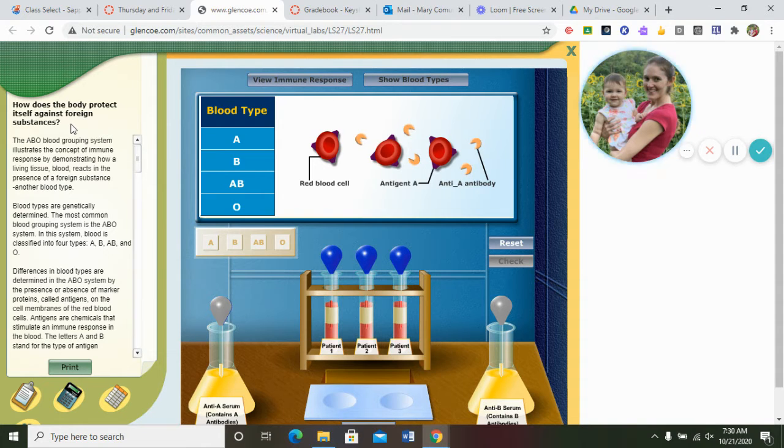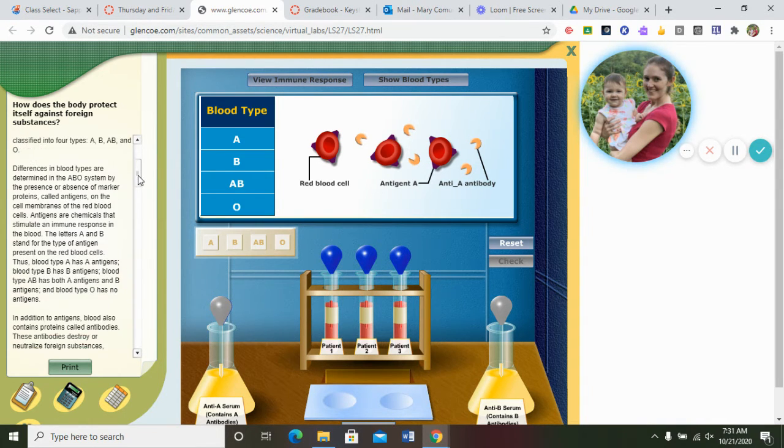All right, so how does the body protect itself against foreign substances? The ABO blood grouping system illustrates the concept of immune response by demonstrating how a living tissue, blood, reacts in the presence of a foreign substance, another blood type. Blood types are genetically determined. The most common blood grouping system is the ABO system. In this system, blood is classified into 4 types: A, B, AB, and O.